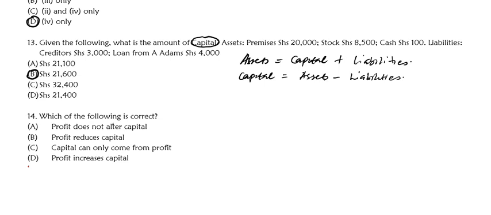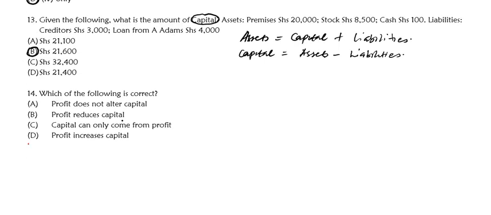Which of the following is correct? Profit does not alter capital. That one is wrong. Profits will always alter capital. Profits reduces capital. That one is wrong. When you make profits, capital will increase. Capital only comes from profits. That one is wrong. Profits increases capital. This is correct. So number 14, the answer is D.